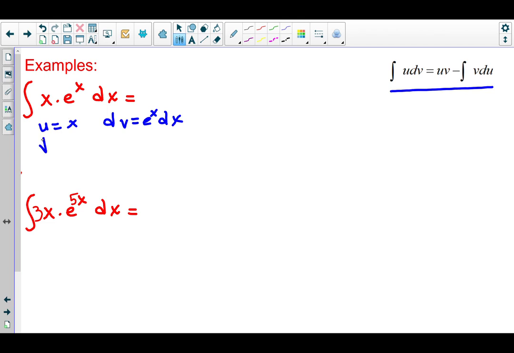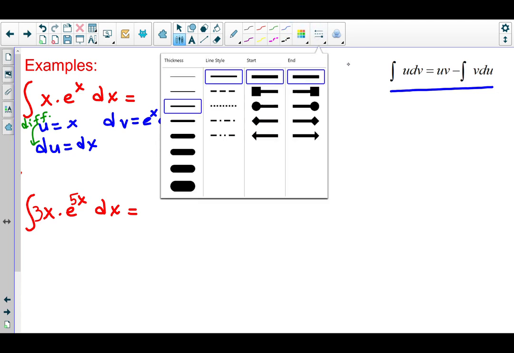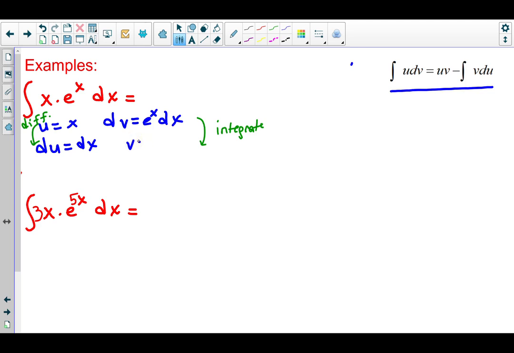So in this case, for example, du is equal to 1 dx. And the idea here is from here to here, from u to du, notice we are differentiating our function. But going from dv to v, we're going to have to integrate or anti-differentiate. So if dv is e to the x, v is just e to the x.